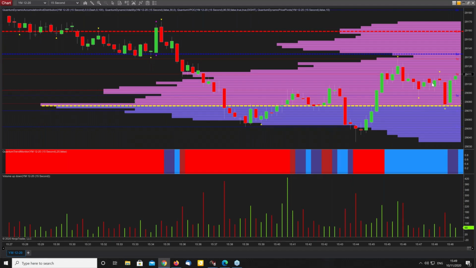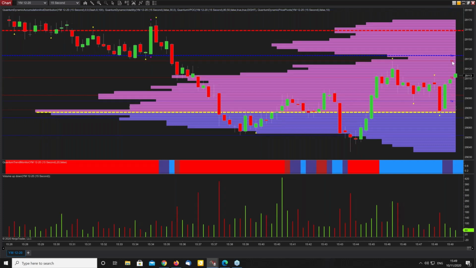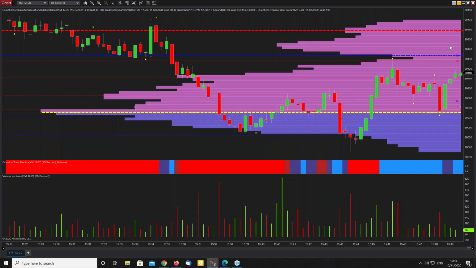If you're looking at this as a trade to the upside now, personally I wouldn't be, but if you were, what's in the way? Well, you've got quite a lot of volume here. Is this going to move up through here pretty quickly? Unless there's some piece of news, I wouldn't say so. This is what you're looking at on the chart the whole time.